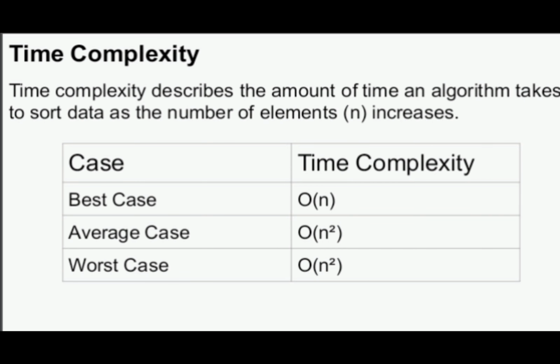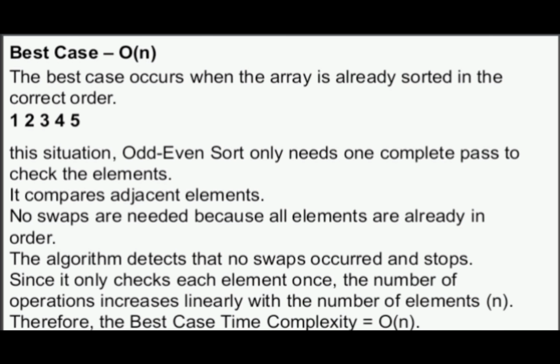Best case occurs when the array is already sorted. Average case occurs when the elements are arranged randomly. Worst case occurs when the array is in reverse order.